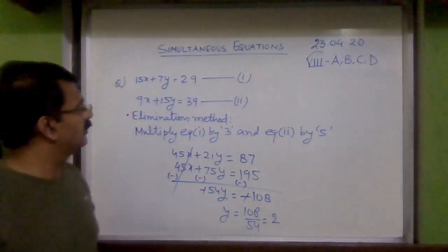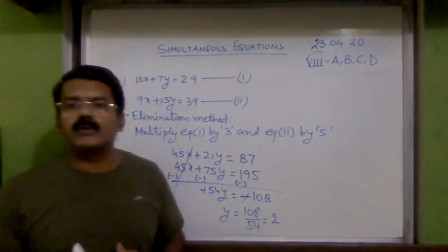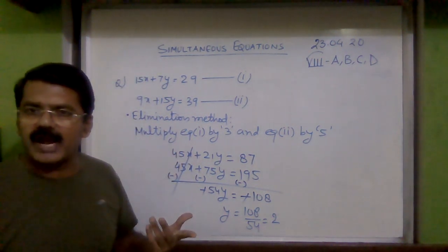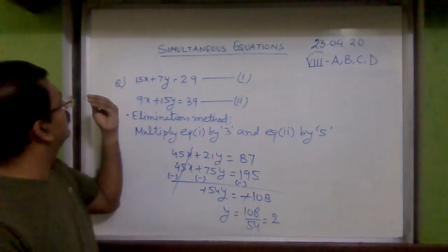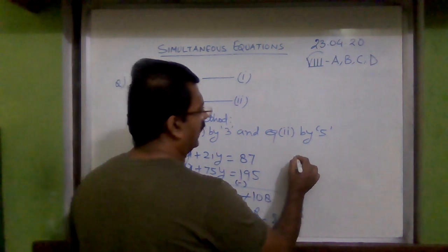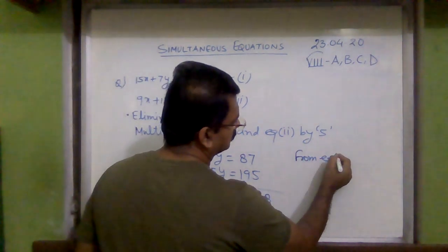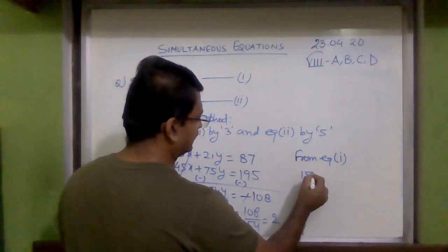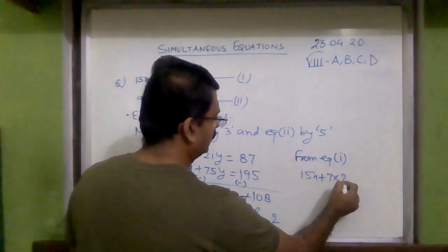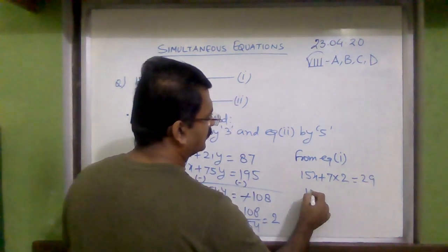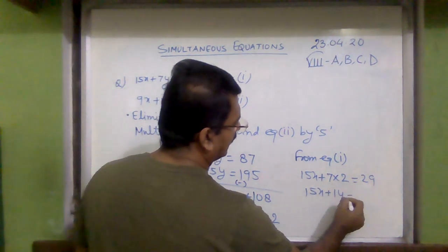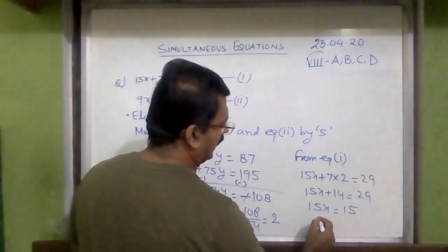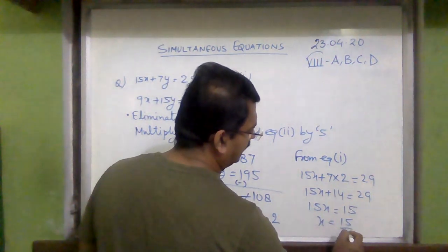So we have found that the value of y is 2. Now you have to put this value of y either in equation 1 or in equation 2. This time we'll put it in equation 1. So from equation 1, 15x plus 7 into 2 is equal to 29. 15x plus 14 is equal to 29. 15x is equal to 15. So x is equal to 15 upon 15, that is 1.